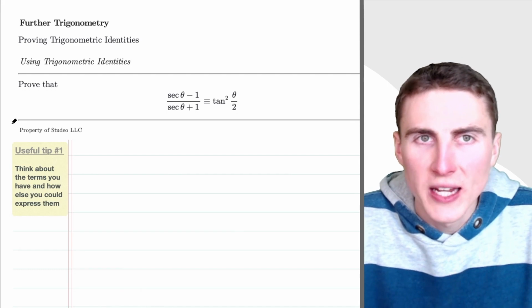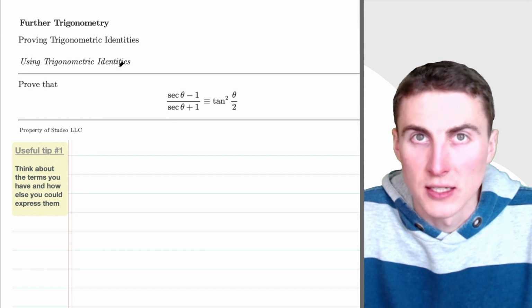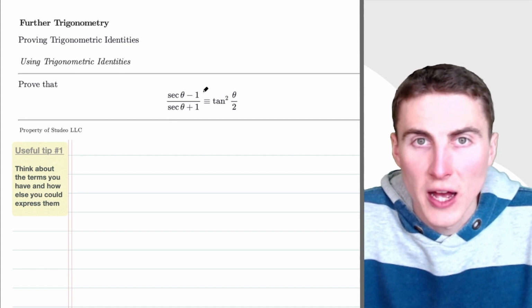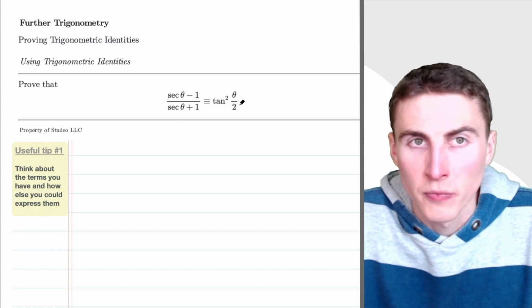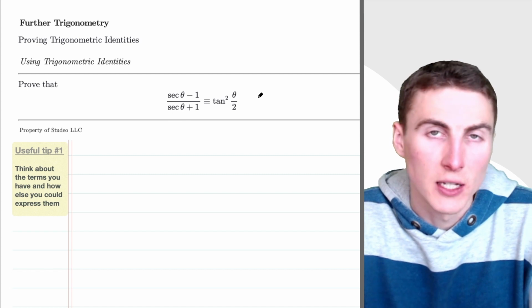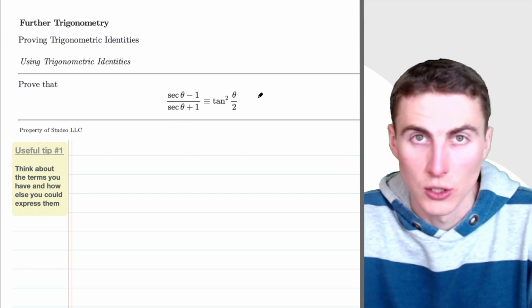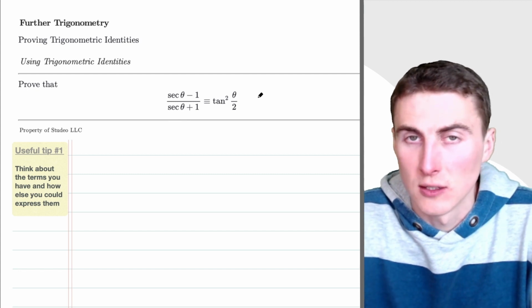Hello there. So in this video, we're looking at how we can use trigonometric identities to prove that one side of an identity is the same as the other side. So basically, this topic can be kind of tricky because you have to take all of the trig identities that you've learned in the course and use them to solve things like this.